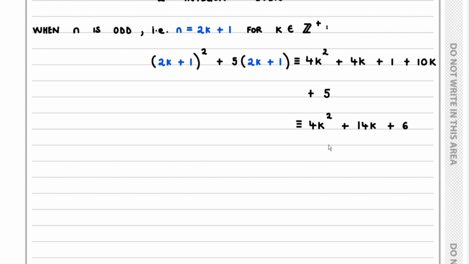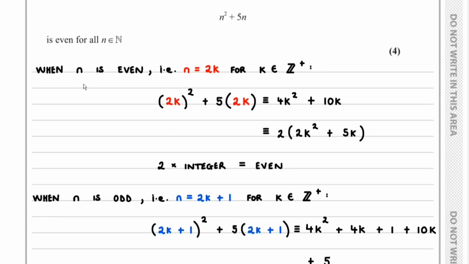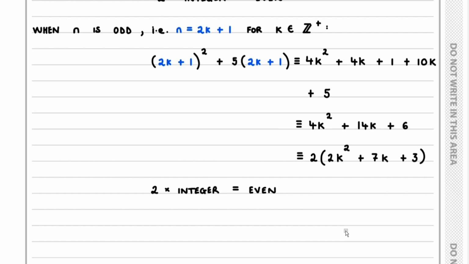And if I factorise out a 2 because I want to show that this result is even, I have 2 lots of 2k squared, that gives me the 4k squared, plus 7k, 2 times 7k gives me 14k, plus 3, 2 times 3 gives me 6. So what I have here is 2 multiplied by an integer, which is even. We saw when n is even, we end up with the expression being even. We saw when n was odd, the expression was even, which means n squared plus 5n is always even for n belonging to the set of natural numbers.